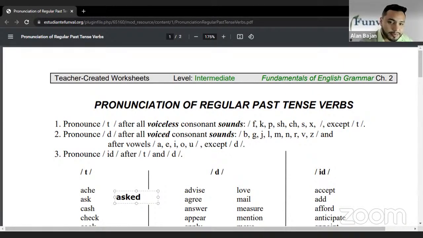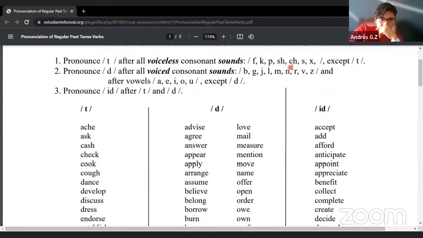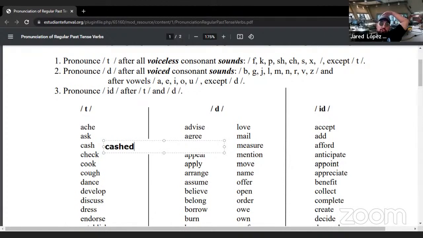Let's go with other verbs. Cash. Cash. What of these sounds do you consider cash has? SH. So the past tense will be cashed. No, it's cashed. Repeat, cashed. Cashed.